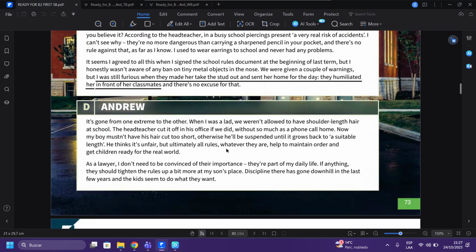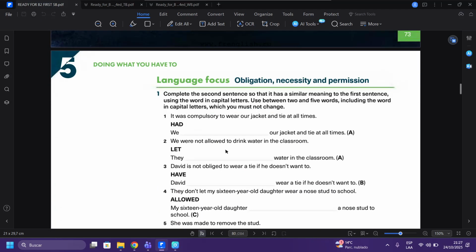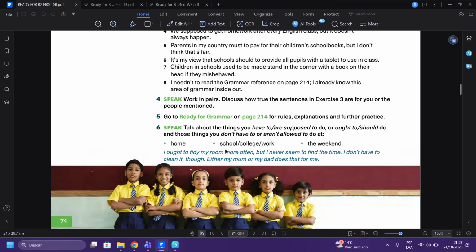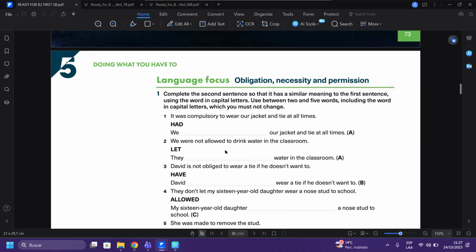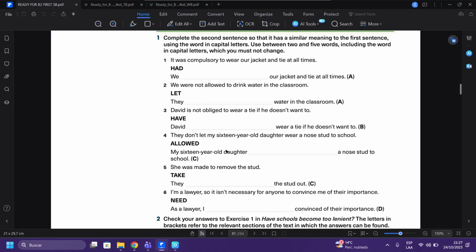So let's go back to the student's book on page number 74. Yes. Okay, we're going to practice with this part that is called the keyword transformation part. So remember, by using only two to five words, we have to give the same meaning to the next sentence using the keyword.